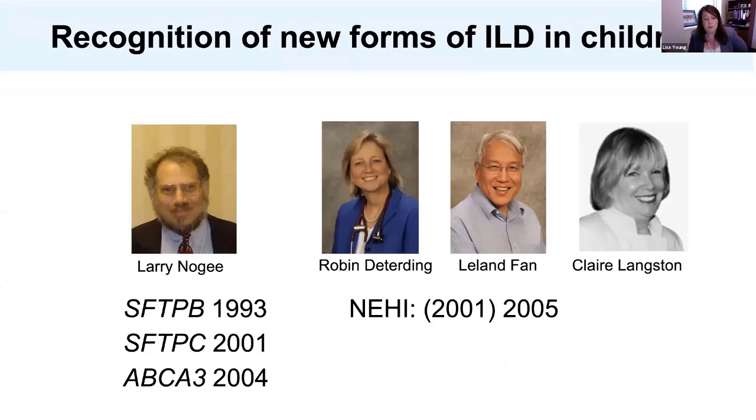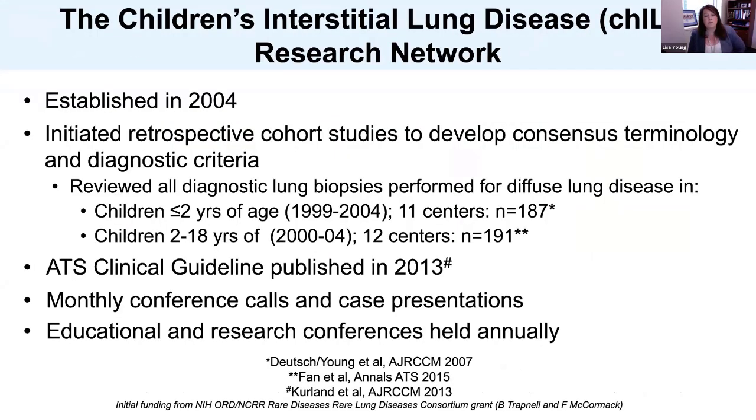Around this time as well, there were some key discoveries in pediatrics that I've highlighted here of forms of ILD in children, including discovery of how surfactant protein B and C and ABCA3 were associated with ILD, and then of this disease called NEHI, or Neuroendocrine cell hyperplasia of infancy. So those things sort of came together to lead to forming what was called the Children's Interstitial Lung Disease, or Child Research Network. In 2004, it had support from a Rare Diseases Consortium grant based in Cincinnati at the time.